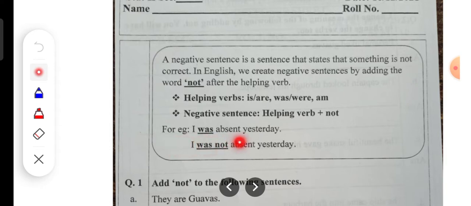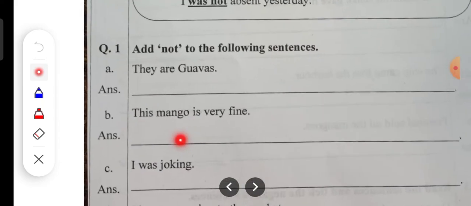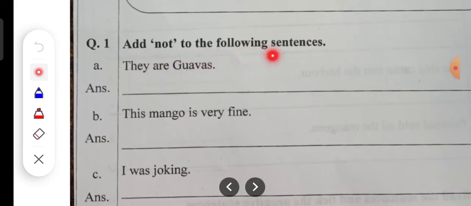Negative sentences: helping verb plus not. For example, I was absent yesterday. The answer is, I was not absent yesterday. Now over here, add not to the following sentences. They are guavas, they are not guavas. This mango, now see, are is there, so we will add not over here. Children, I will not write all the sentences because it takes a lot of time in the video. I will show one and then we can proceed.